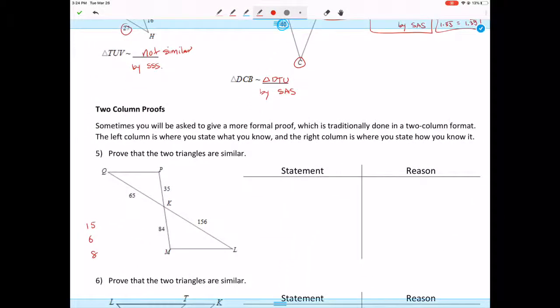All right, 2-column proofs. So on the test there will be 2 or 3 column proofs that you will want to be able to do. It's basically the same thing we've been doing, except it's a little more formal, and you need to state what you know and how do you know it. So statement is what you know and how you know it.